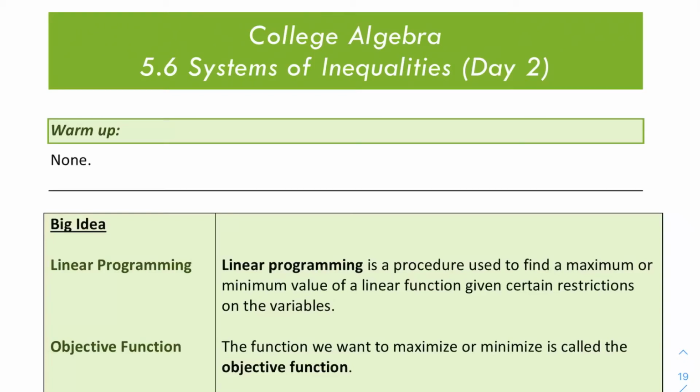So we're going to solve some systems of linear inequalities today, and we're going to use a process called linear programming to find a minimum or maximum value of a linear function. The function that we are trying to minimize or maximize is called your objective function. It's like your goal function that you want to maximize or minimize.